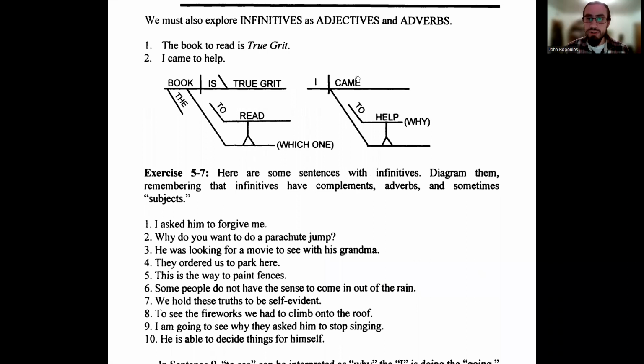We must also explore infinitives as adjectives and adverbs, right? The book to read is True Grit. All right, here we have an adjective. The infinitive is an adjective. The book to read is True Grit. Here's how you diagram it. Answering which one. It's a normal adjective line. I came to help. Why did you come? To help. The infinitive goes here, under the verb. So go ahead and diagram these. Okay.